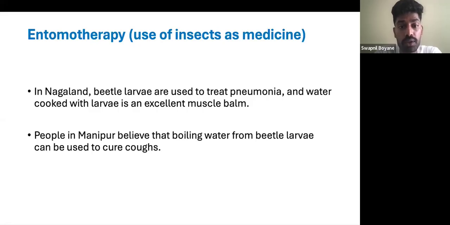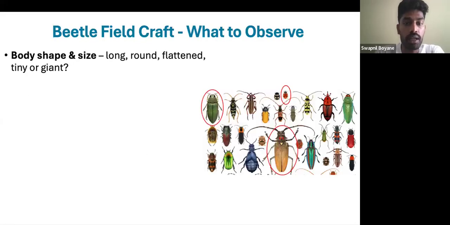We do not know whether it really helps or not, but they believe that this kind of use of insects in medicine helps them. And now we are coming to the last part of our talk, and here I have compiled a few slides, like a beetle field guide, on how to observe and what to observe in a beetle.